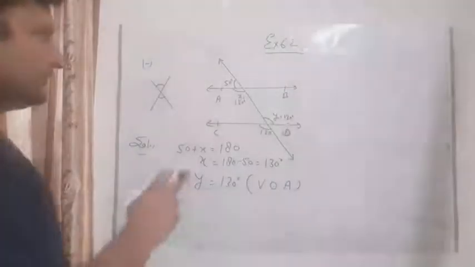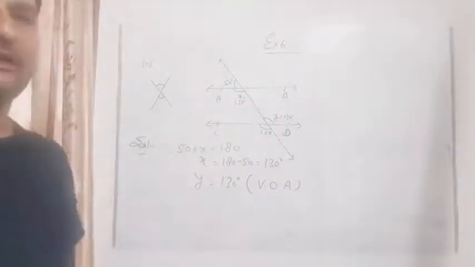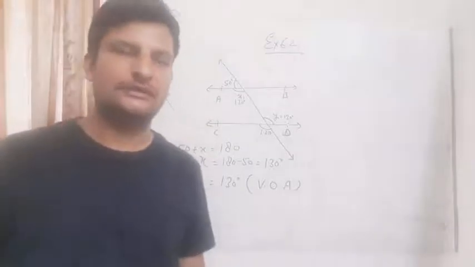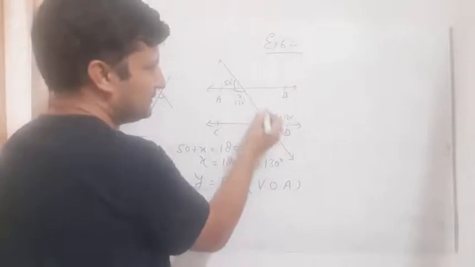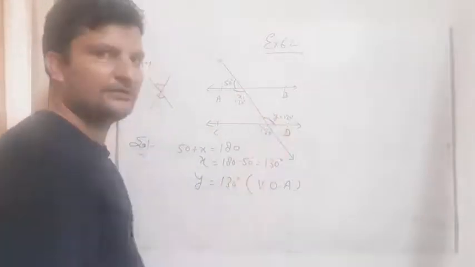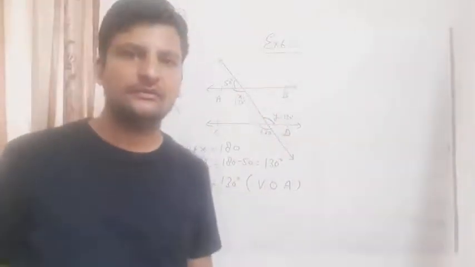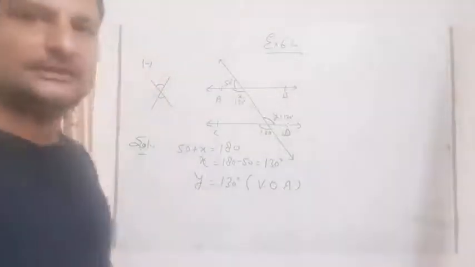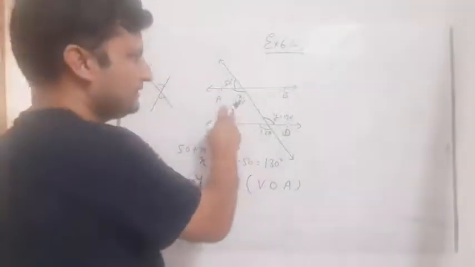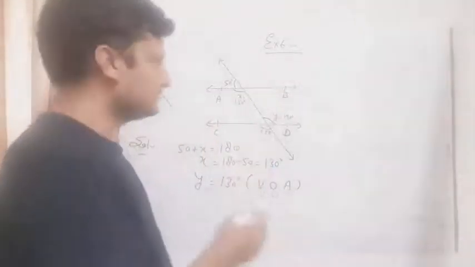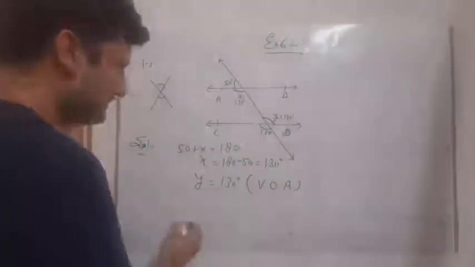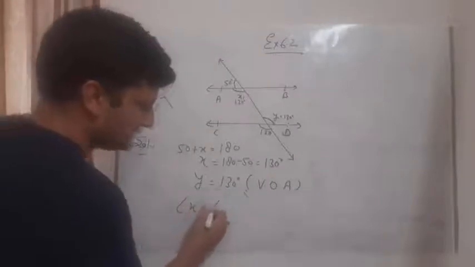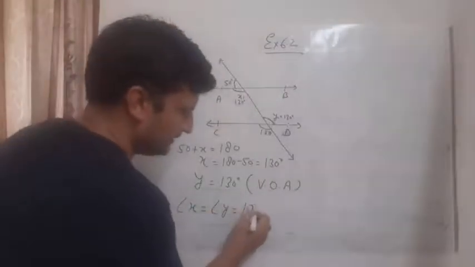Now students, we have to prove that AB is parallel to CD. How can we prove that AB is parallel to CD? We can prove it if the alternate interior angles are equal to each other. These two angles are called alternate angles. I have told you in the introductory part of lines and angles. So these two angles are called alternate interior angles. So students, think: this is 130 degree, this is 130 degree. So you can say that angle x is equal to angle y is equal to 130 degree.